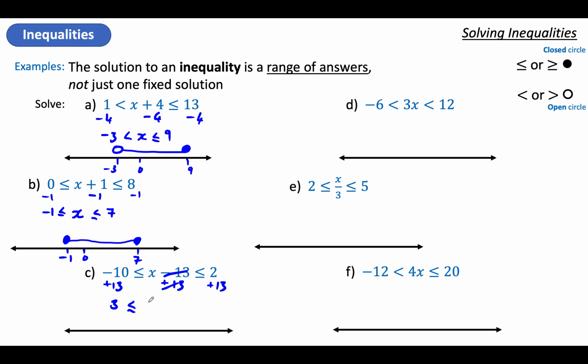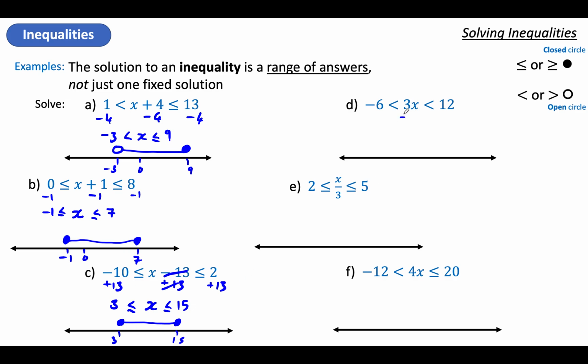13 take away 13 just leaves x on its own. 2 plus 13 is 15. So x is between 3 and 15. Both of those are going to be filled in circles because there's an equals on both. So x is bigger than or equal to 3, but less than or equal to 15, between those two numbers.